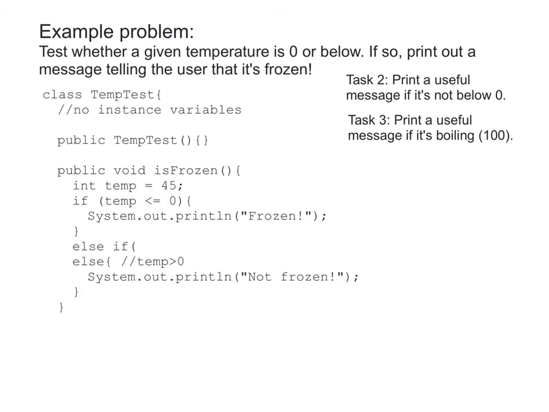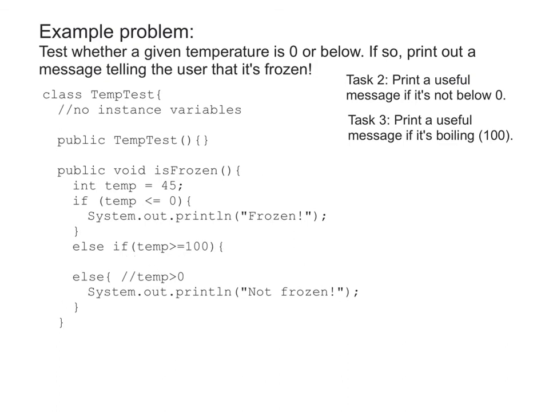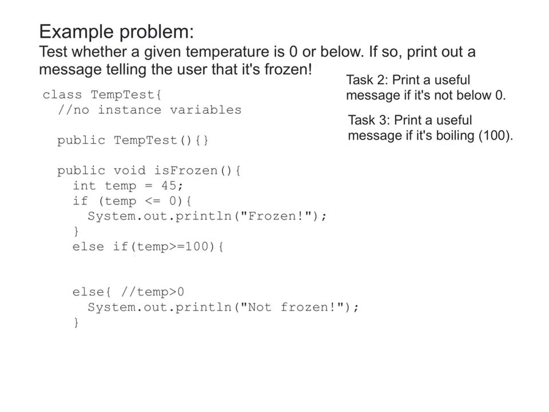So this is saying, if the first Boolean expression was not true, test out this new Boolean expression. If we want to test whether it's boiling, our Boolean expression might be if temp is greater than or equal to 100. Not 1,000. Because it's not below 0, so we know it's not frozen. But what if it's above 100? So if it's above 100, let's print out system.out.println boiling.